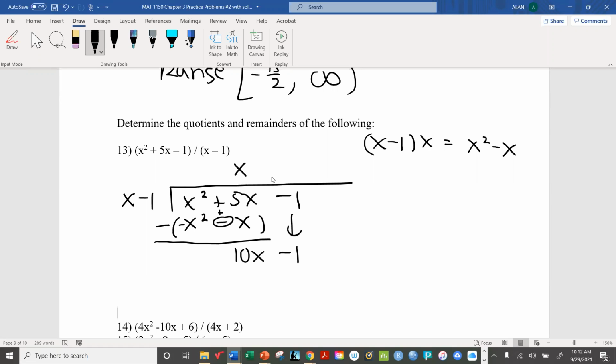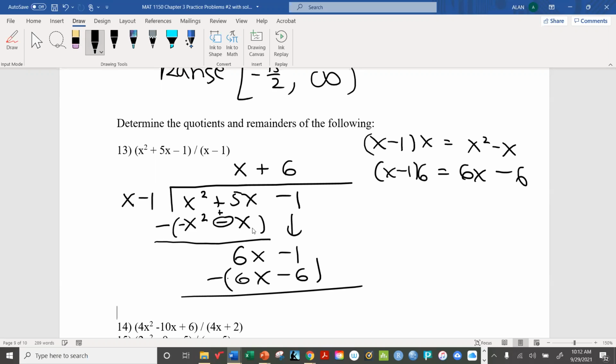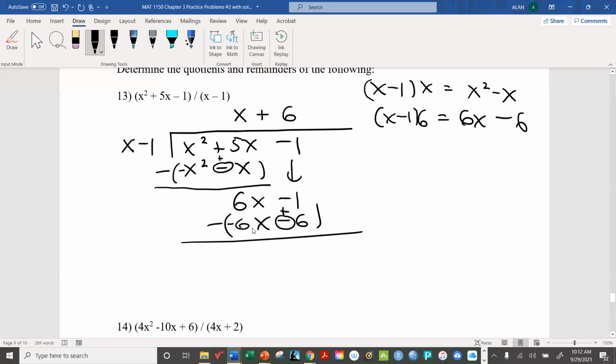Okay. And so if I now multiply by 10, let's see. Oh, no, sorry, I was looking at the wrong thing. No, it's 6x. That's right. Okay, now I'm going to multiply this by 6, because x minus 1 times 6 is, of course, 6x minus 6. So when I subtract, this becomes negative, this becomes positive. So what's left is positive 5. This 5 is a remainder.